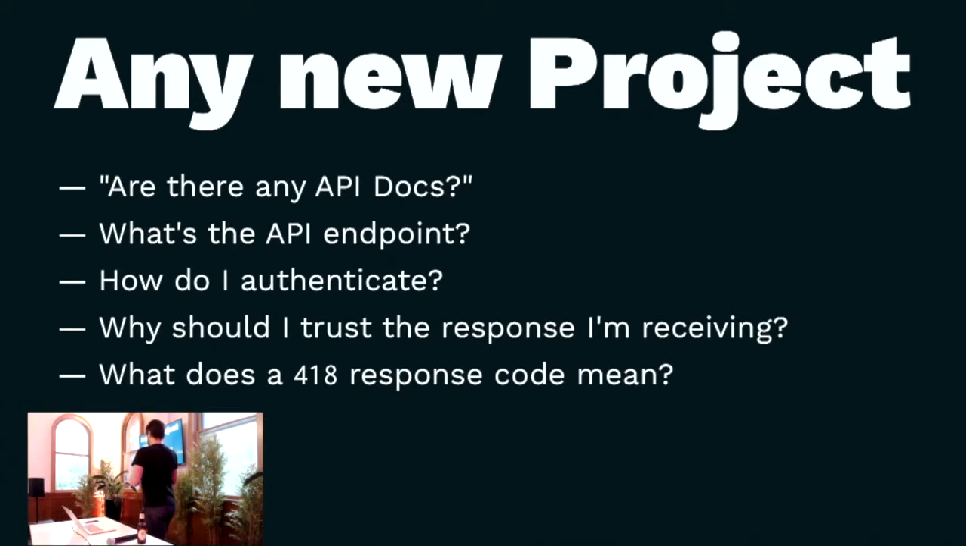What's the endpoint? Where do I start? Where's the .com/v1 whatever? How do I authenticate? Is it tokens? Is it OAuth? What is OAuth? That's a different talk. Should I trust this response? This API is returning this data, but how do I know that that's right? And what does 418 mean? I'm getting a 418 in this case. If you look it up, it's a teapot, but that can mean anything.